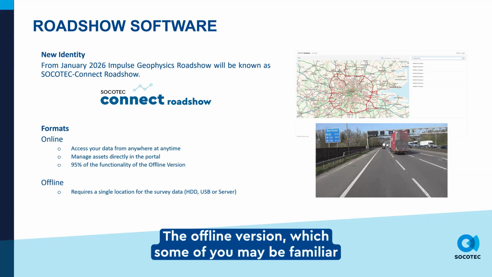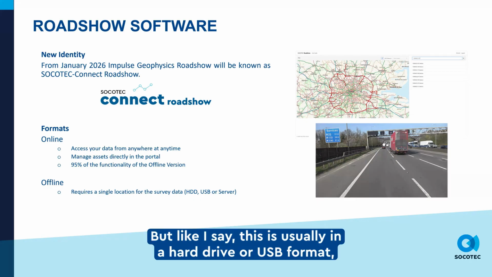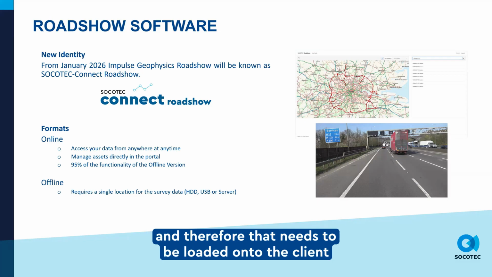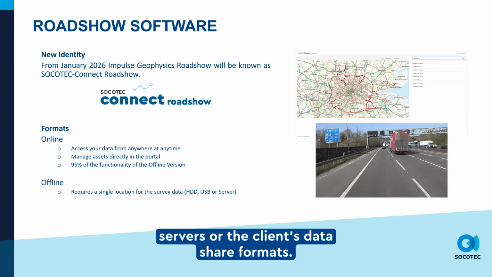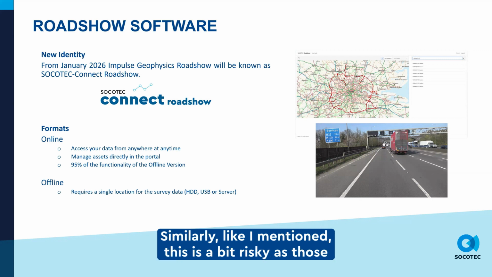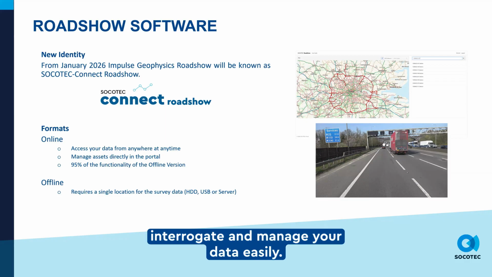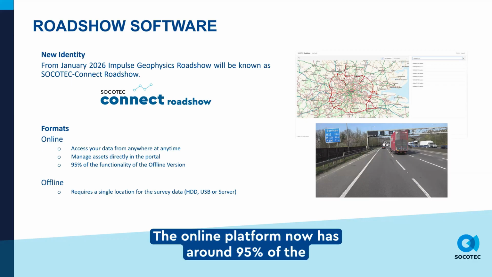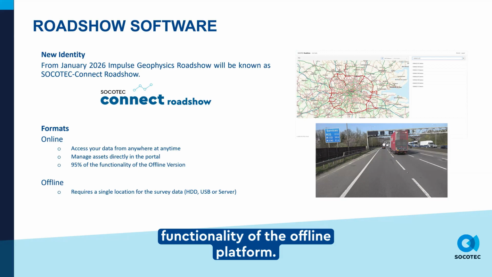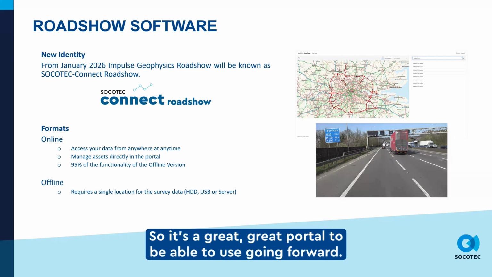The offline version, which some of you may be familiar with, is still very much available as one of our core deliverables. But like I say, this is usually in a hard drive or USB format, and therefore that needs to be loaded onto the client's servers or the client's data share formats. Similarly, like I mentioned, this is a bit risky as those hard drives and USBs can sometimes go walkabouts. Both platforms still provide the ability to view, interrogate and manage your data easily. The online platform now has around 95% of the functionality of the offline platform, so it's a great portal to be able to use going forward.